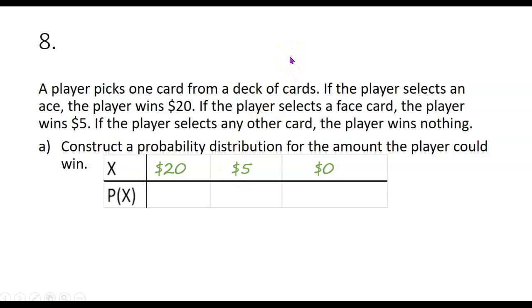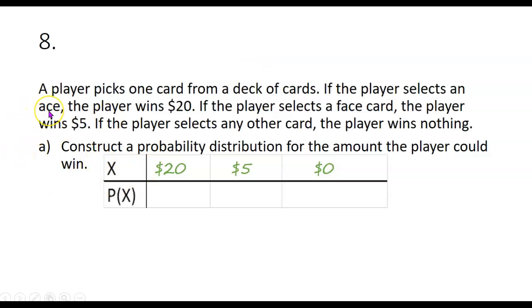Now, I probably wouldn't put this exact question on a test because you have to know what's in a deck of cards, and some people know that real well and some people don't, but I wouldn't put this on a test without giving you that information. But I'm going to give you the information now.